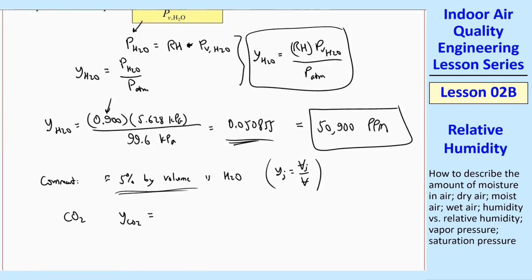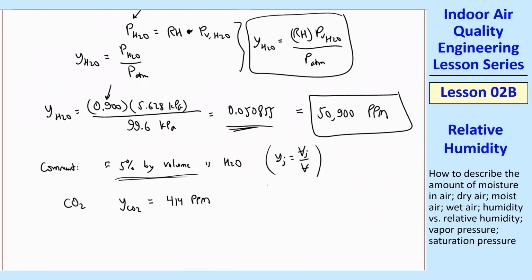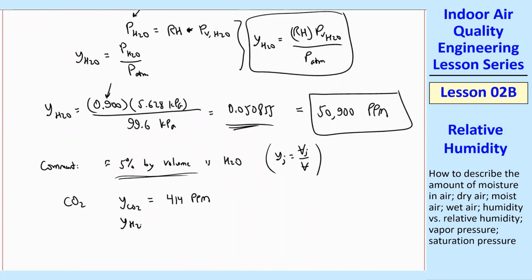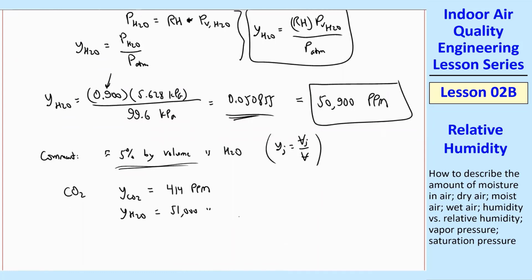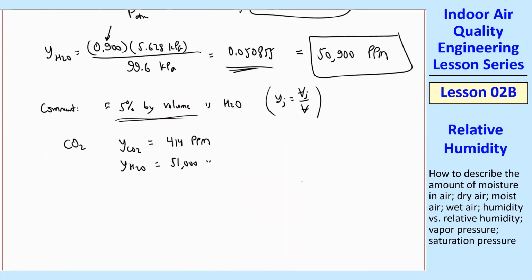And it turns out that the mole fraction of YCO2 is around 414 ppm in the atmosphere today. It's growing, as you know, whereas YH2O is here around 51,000 ppm. So you see that water vapor on a humid day is much, much greater than the amount of CO2 in the atmosphere. And just one final comment.